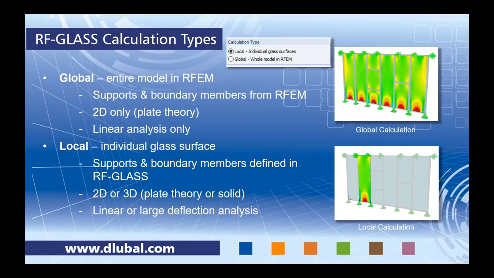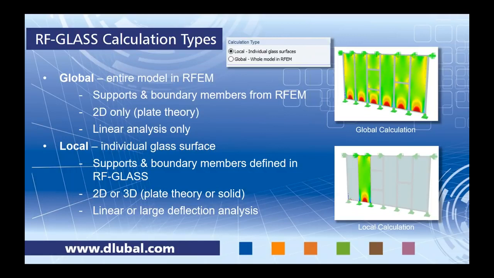main program RFEM. Now the analysis options for a global model is 2D only, so we can only run this according to plate theory with a linear analysis. So something like insulated glass would not be available for a global calculation.